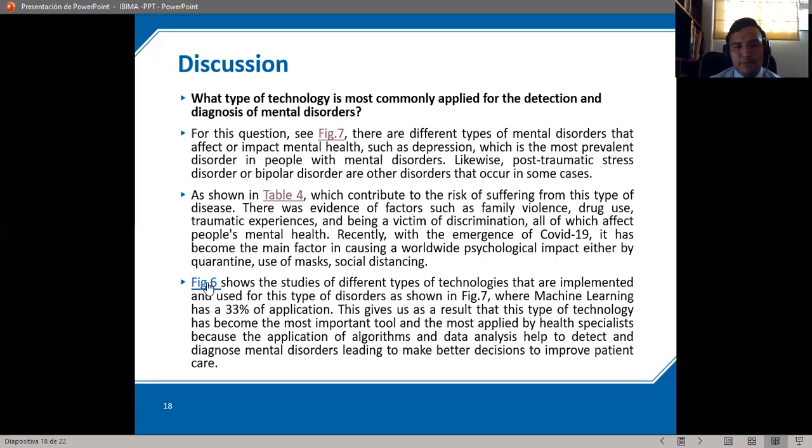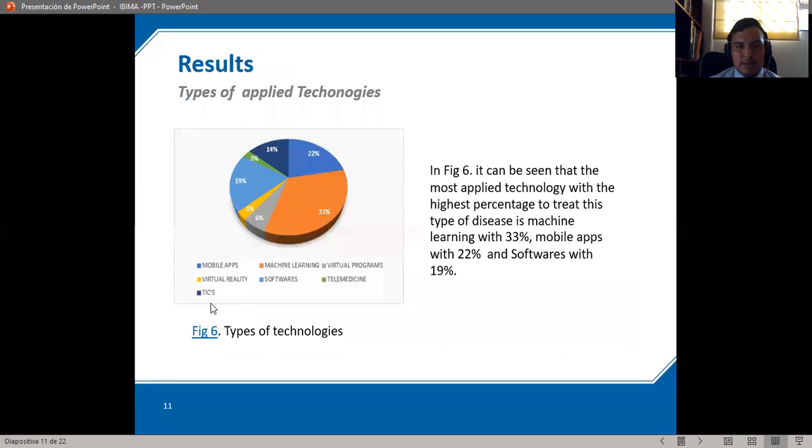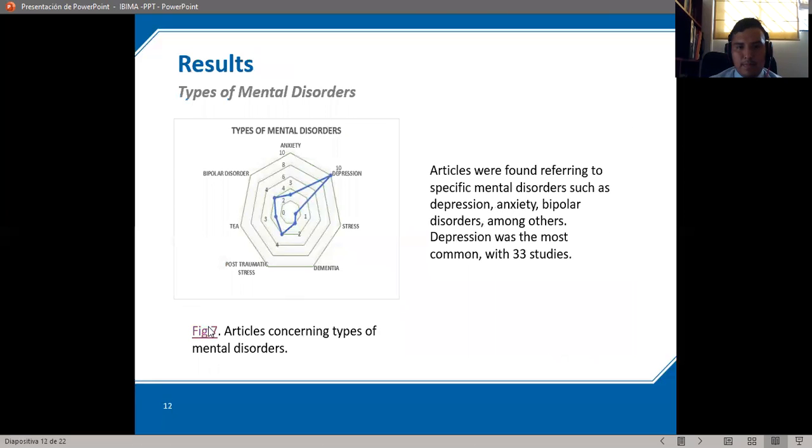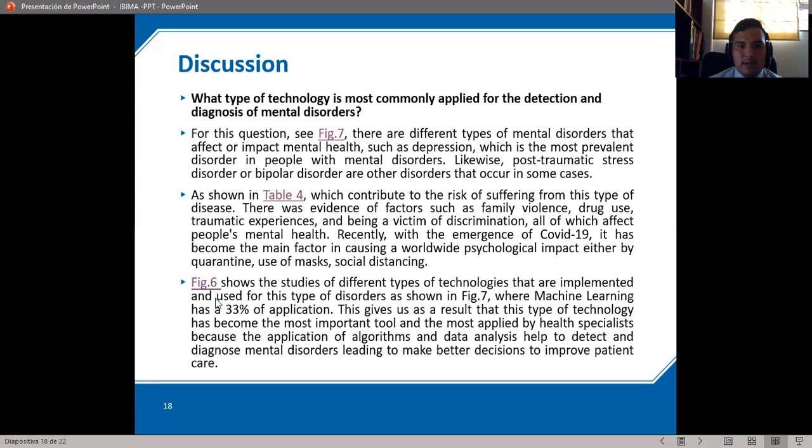And figure 6 showed the studies of different types of technologies that are implemented and used for this type of disorders, as shown in figure 5. In figure 5, machine learning has a 33% application. This guides a result that this type of technology must become the application for remote data analysis to help detect and diagnose mental disorders in order to make better decisions to improve patient care.